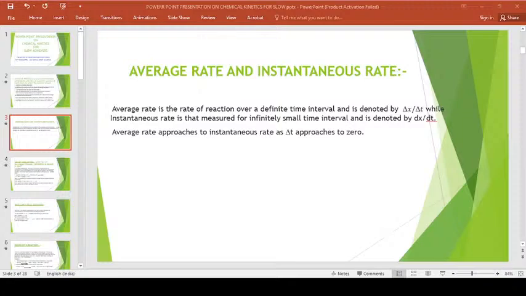Now comes the second example, dissociation of hydrogen iodide. Hydrogen iodide dissociates into hydrogen and iodine. So here there are 2 molecules of hydrogen iodide as a reactant. So for this reaction, molecularity is 2. If the molecularity is 2, then the reaction is said to be a bimolecular reaction.